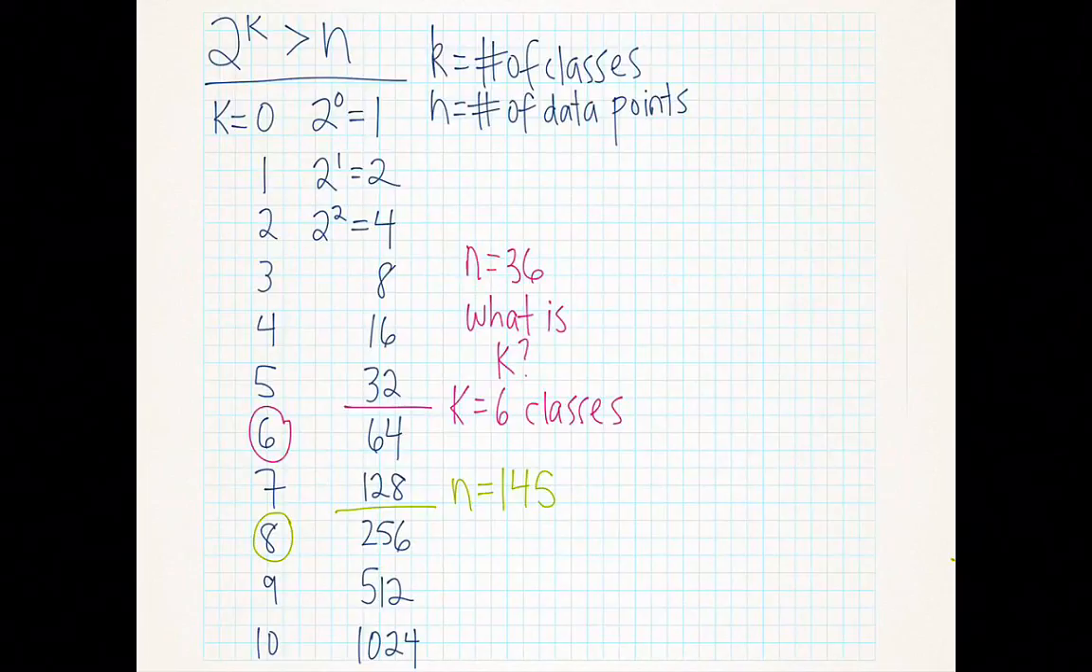And once you get beyond n's around 1024, so once you hit 1025, then you'll just need to continue, and so you can just plug in and evaluate what 2 raised to the k would be.